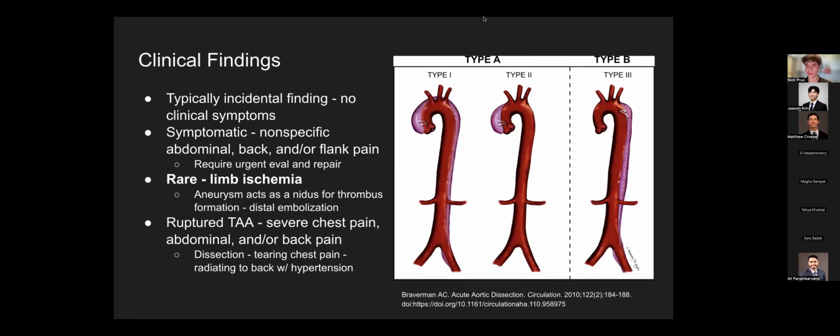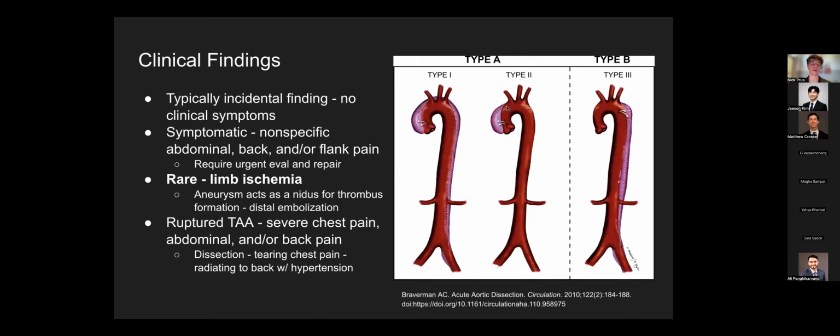And then I included this chart on the right side of the screen. This goes over dissections. I know this chapter is about aneurysms, but I think it's still important to mention. So there's three subtypes and then two main types. So there's type A and type B. So type A dissections always include the ascending portion of the aorta. And then type 1 specifically also includes the descending portion. And then type 2 does not include the descending portion at all.